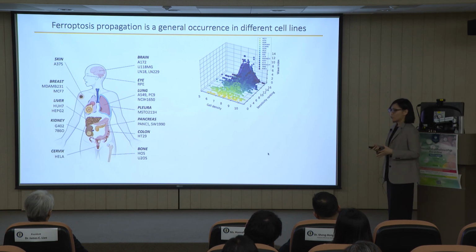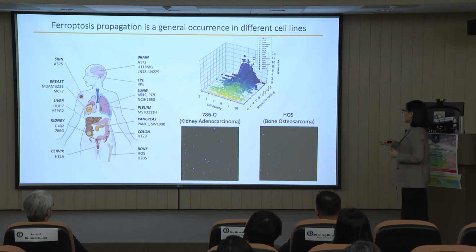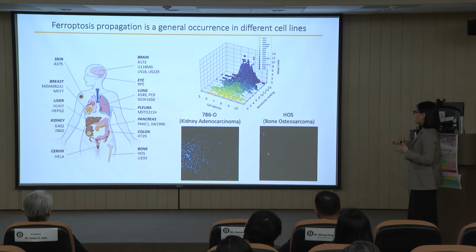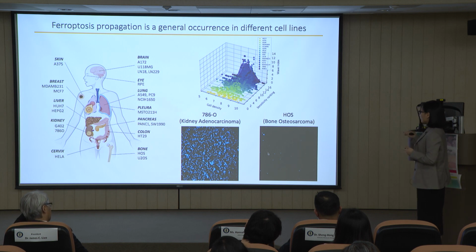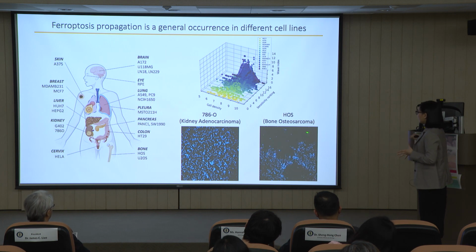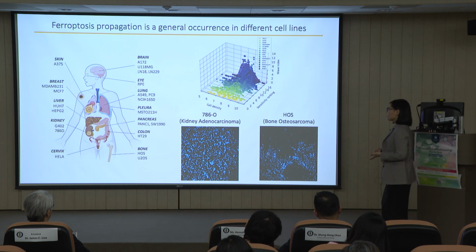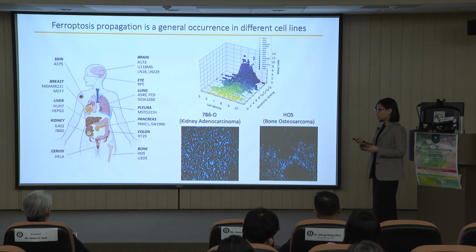Let me give you 2 examples. In kidney adenocarcinoma cells, you will observe cell death eliminating the whole population. However, in bone osteosarcoma cells, we observe that cell death could only happen to a portion of cells and leaves some cells to survive. So how do we overcome this problem?